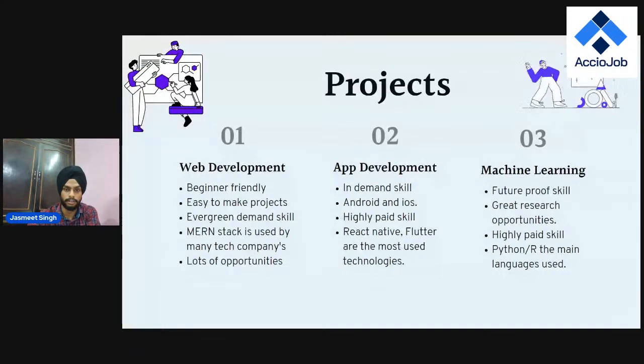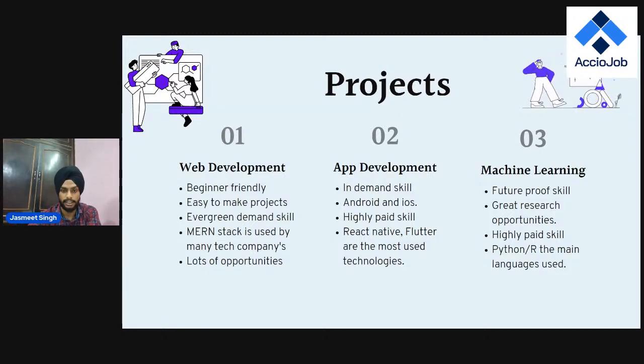Coming to app development, app development has two major fields, that is Android development and iOS development, right? Android basically requires Java as your language, and for iOS development, we use Swift. So these are the two main fields in app development.